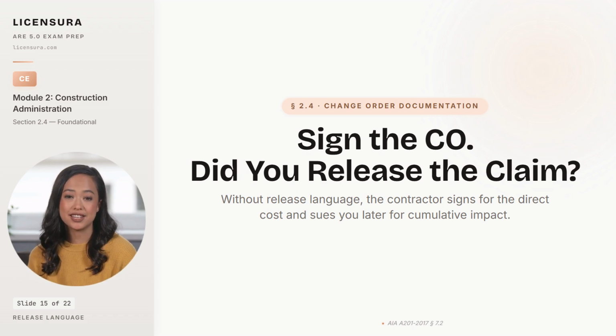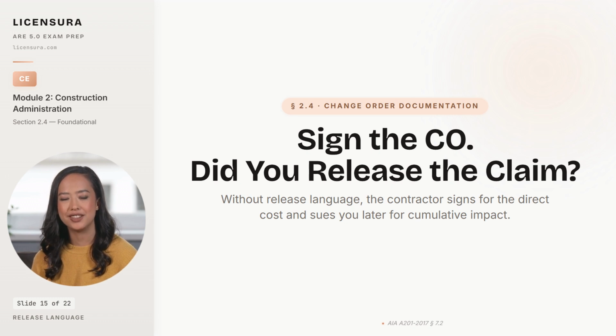Owners often insist on release language. Contractors often resist it, and the architect is the one in the middle who has to flag the absence of release language as a discussion item before signing. A complete change order is more than a description of the work and a dollar amount. It is a contract modification with 6 required elements, and missing any one of them creates a hole the contractor's lawyer drives the claim through 18 months later.